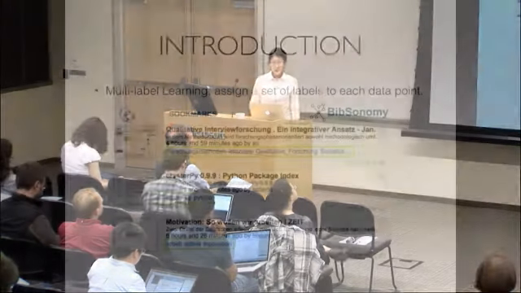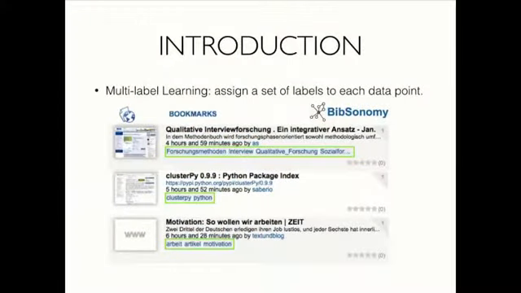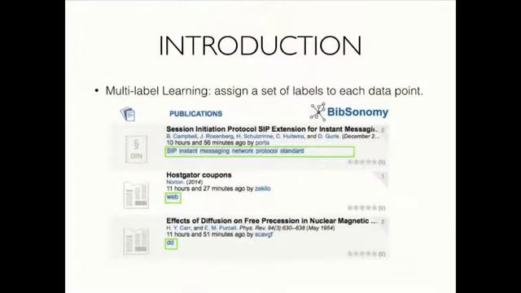So the problem we look at is multi-label learning. The goal is to assign a set of labels to each data point. This is a problem we are going to frequently encounter in different situations. For example, nowadays, there is a variety of social bookmarking websites where users could assign keywords to their favorite websites, scientific publications, or their everyday photographs.